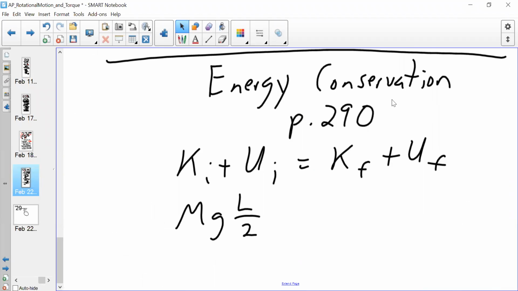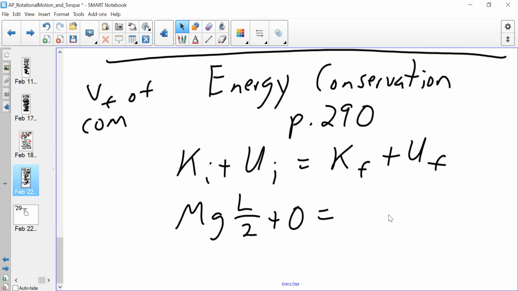So we're just going to find VF of center of mass, the final speed of the center of mass at the bottom of the swing, right? So this is potential, kinetic is 0. And now at the bottom, what we have is a rotational kinetic energy.